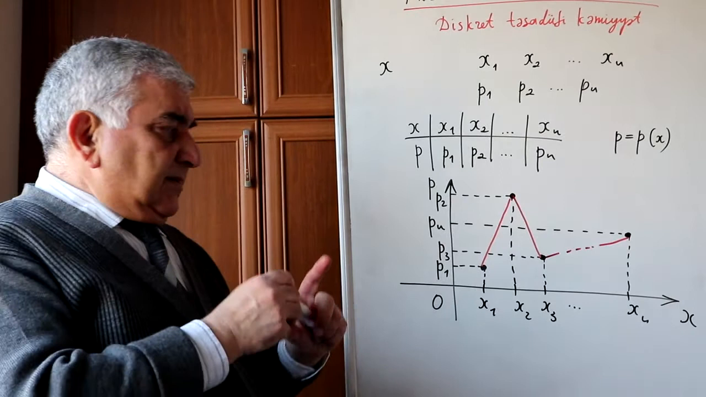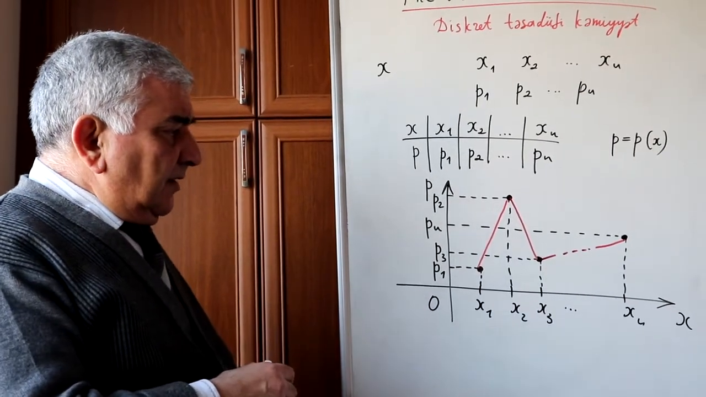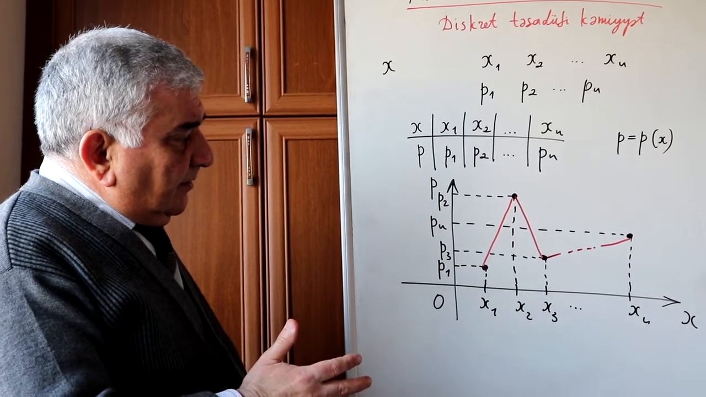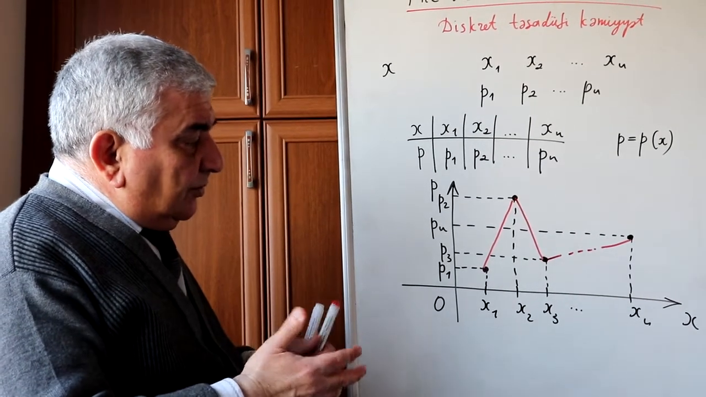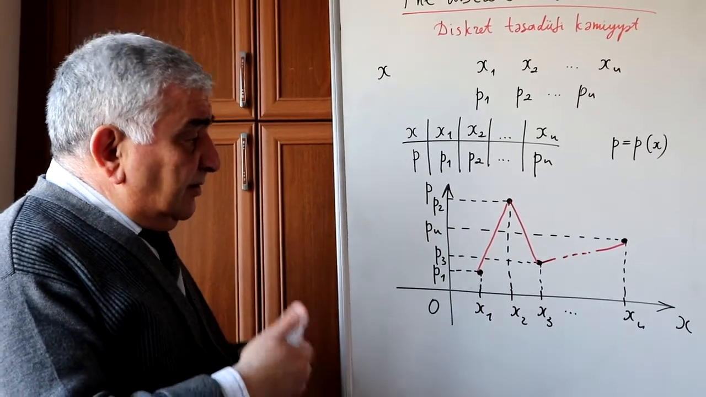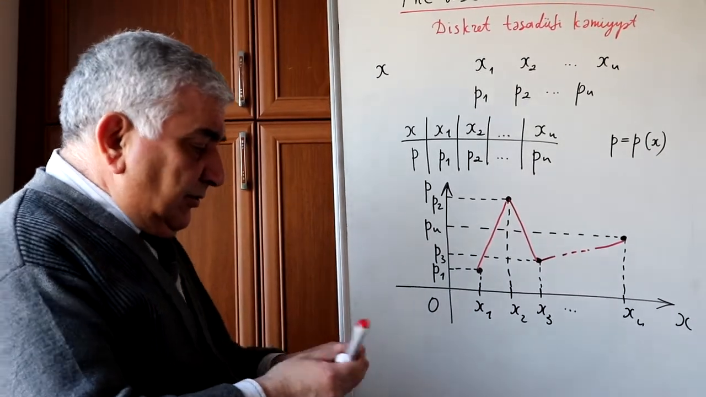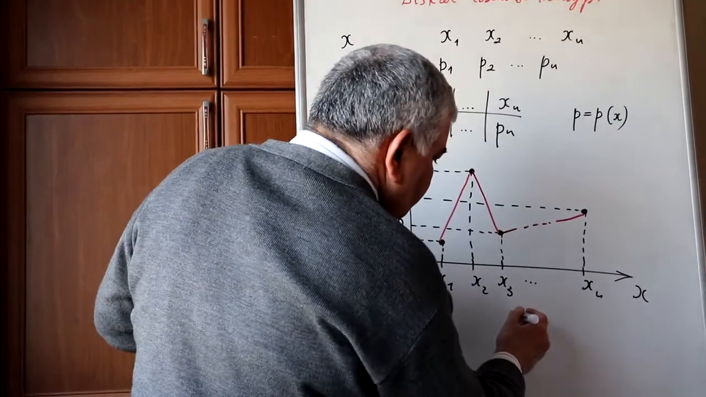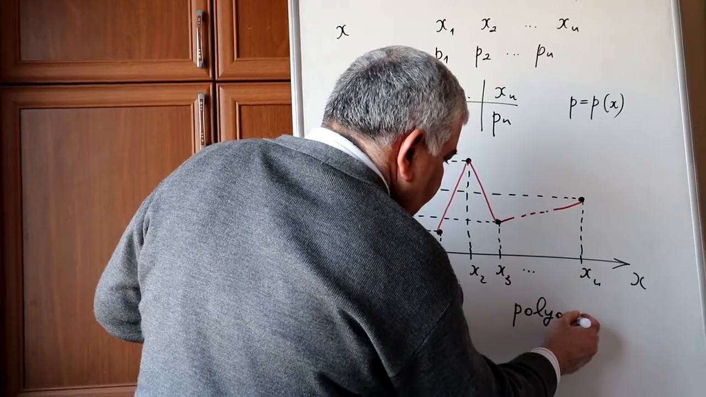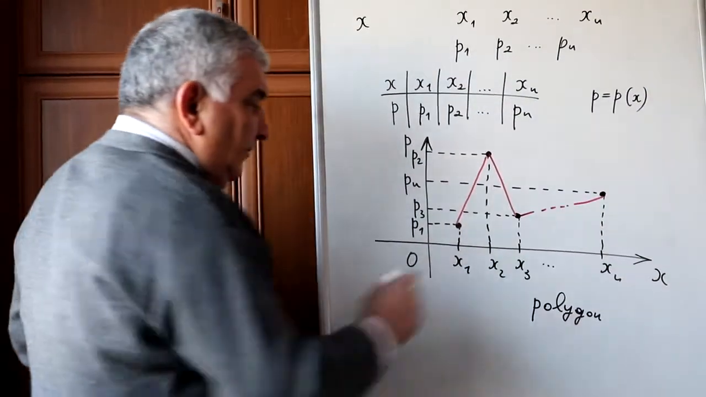This graph is named the distributive polygon. Polygon, çokbucağlı.